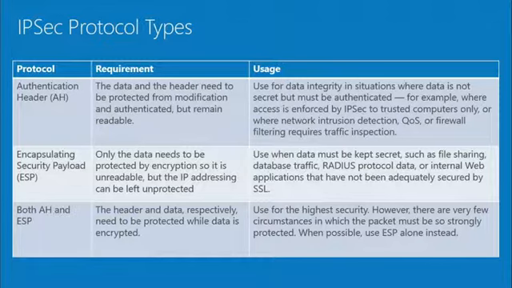So when the receiver receives this, they take a look at it and say, oh, okay, is this the packet that was actually sent? Is this the same? That's authentication header. Encapsulating security payload. Well, now the data needs to be protected by encryption, so it's unreadable, but the IP address can be left unprotected. And then both AH and ESP allows for both to be used simultaneously.